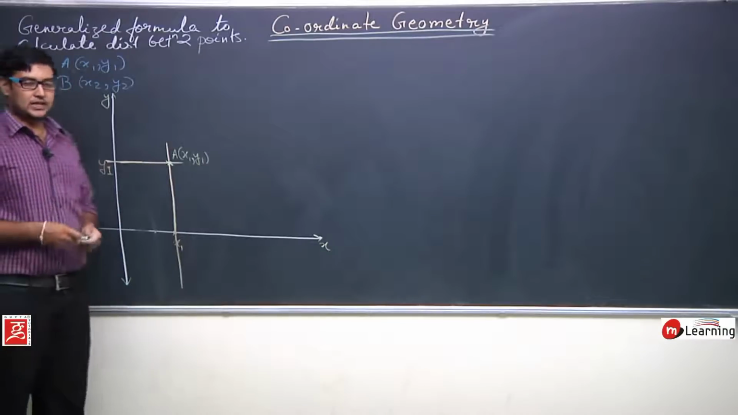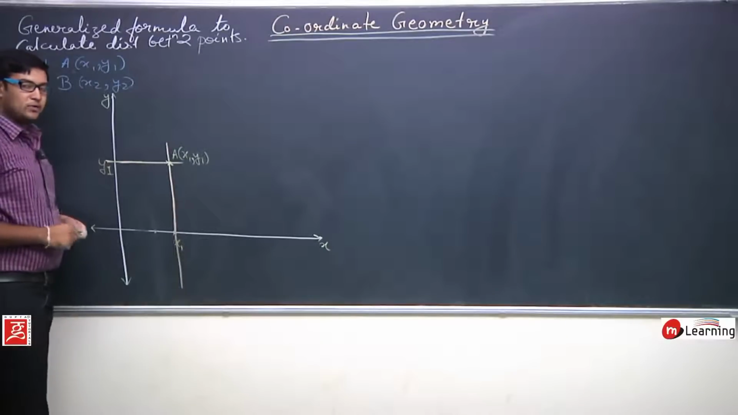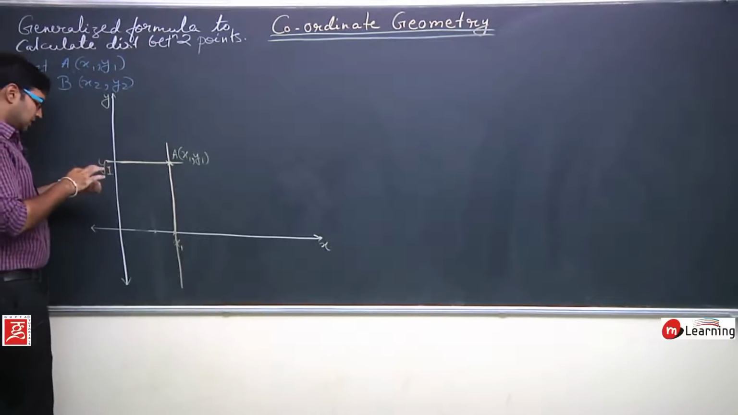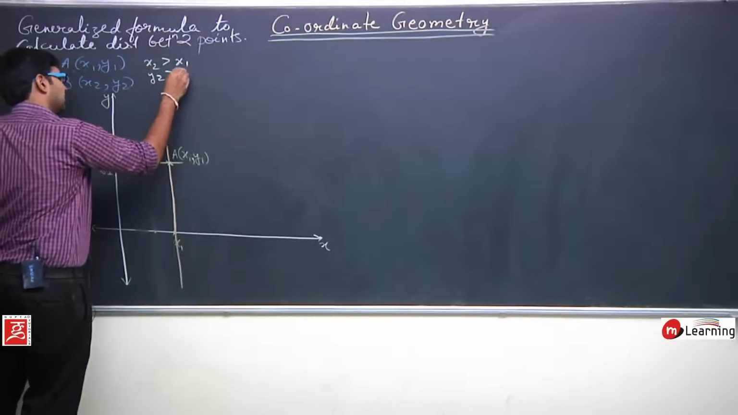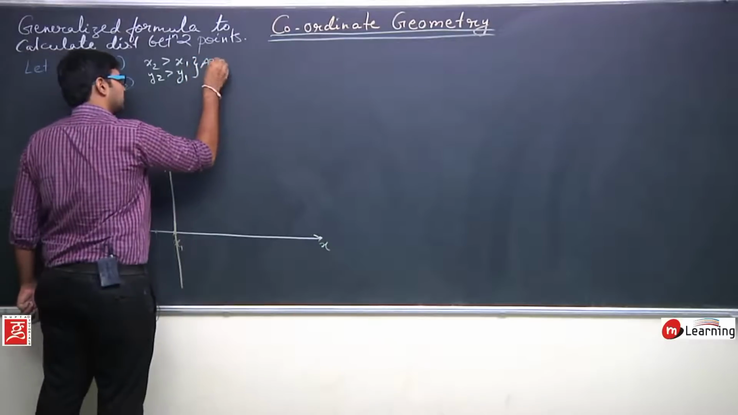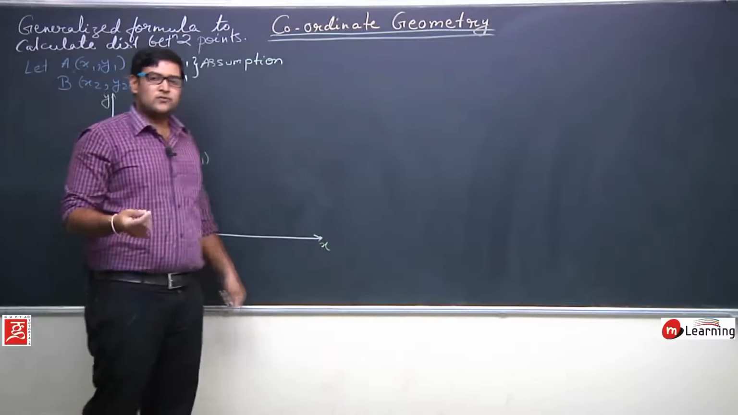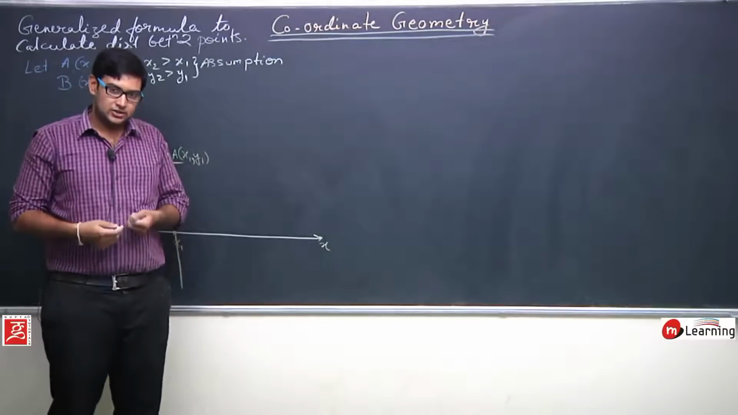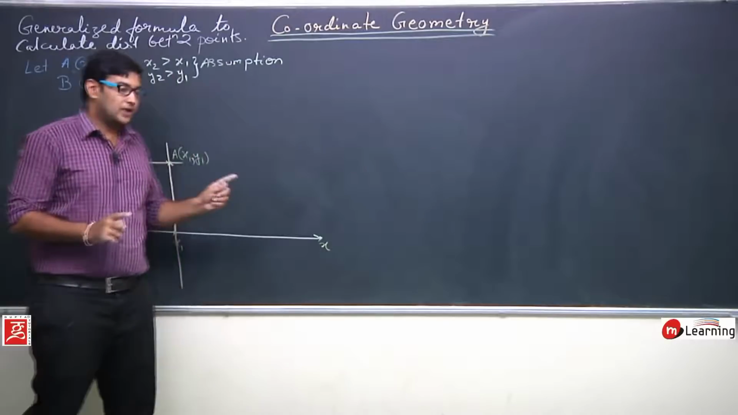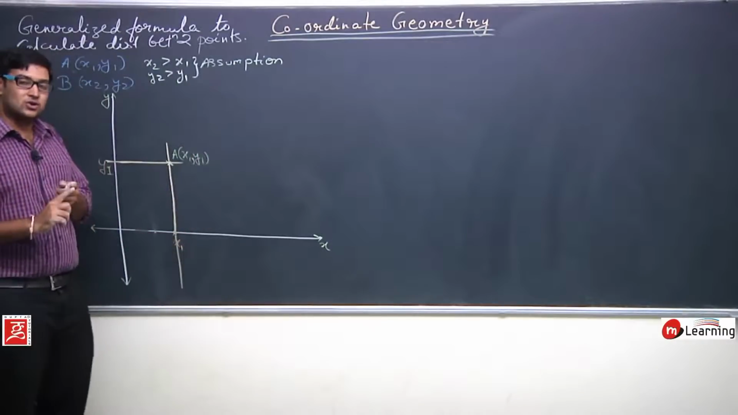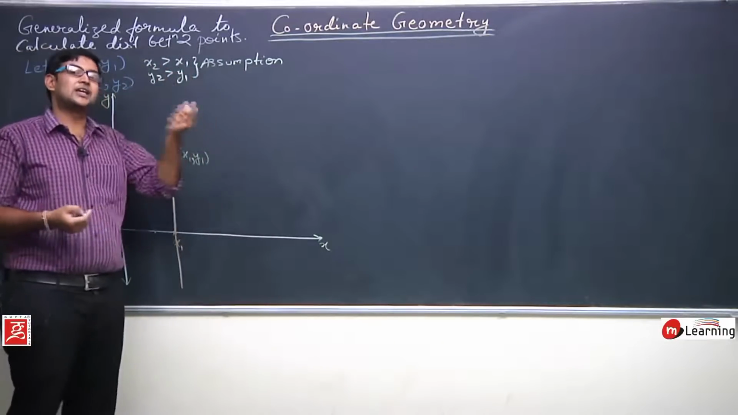Now let us locate point B. The x coordinate of B is x2. I am assuming that x2 is greater than x1 and y2 is greater than y1. It is just an assumption. Again, it does not matter whether x1 is bigger or x2 is bigger, because we have to locate x1 and x2, so we have to assume one of them is bigger. That is why I assumed x2 is bigger than x1 and y2 is bigger than y1.